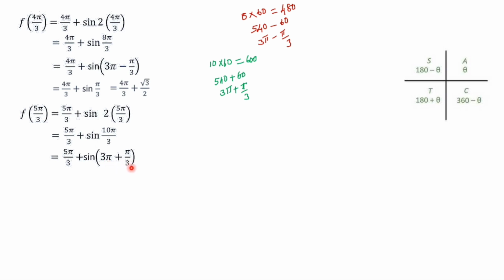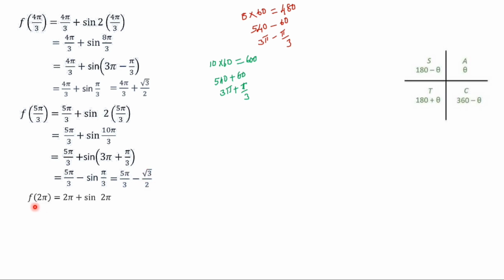Sine of 3 pi plus pi by 3, we have to identify the quadrant. Again 0, pi, 2 pi, 3 pi. 3 pi plus means we have to move forward. That means it is in the third quadrant. In the third quadrant sine is negative. So it will be coming as minus sine pi by 3. 5 pi by 3 minus sine pi by 3. We have to substitute the values. That is 5 pi by 3 minus root 3 by 2. Sine pi by 3 value is root 3 by 2.